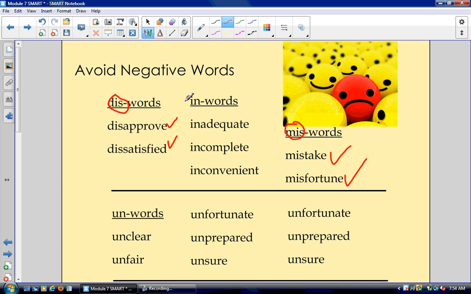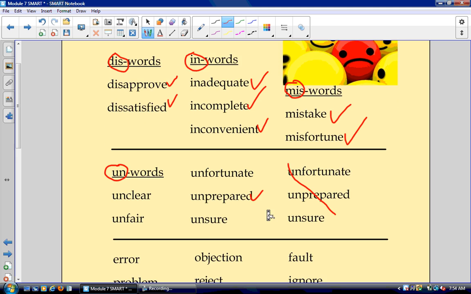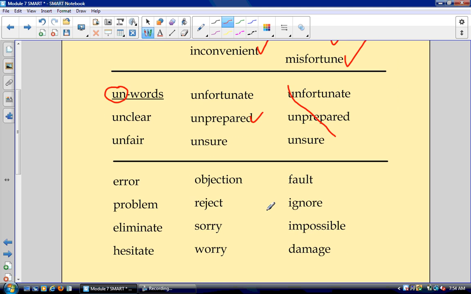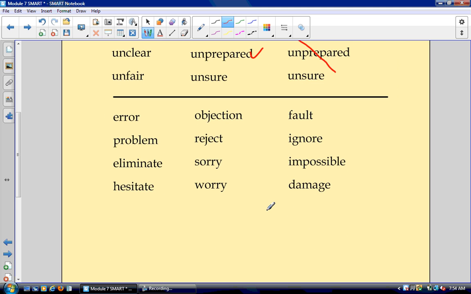In-words and un-words are also really strong negatives that will draw people's attention and help them focus on the negative, which is the opposite of what we want. So words like inadequate, incomplete, inconvenient, or unclear, unfair, unprepared, unfortunate, unsure. I have a repetition here, so just ignore those ones. Those are kinds of words that draw people's attention to negatives rather than focusing on the positive.